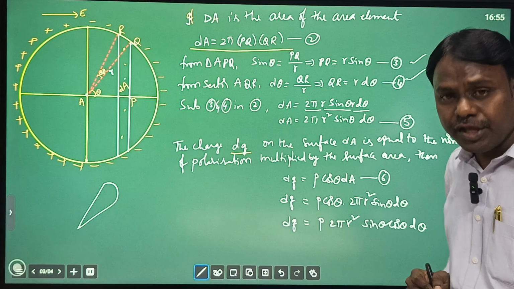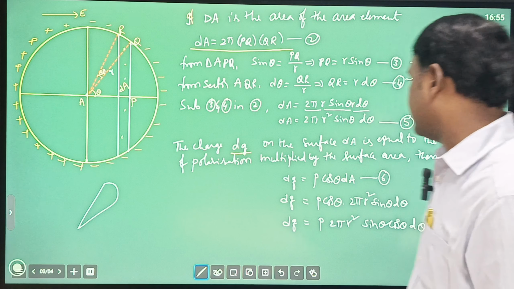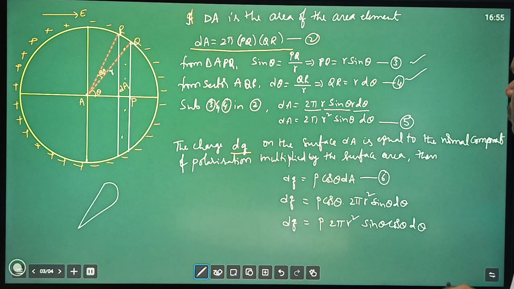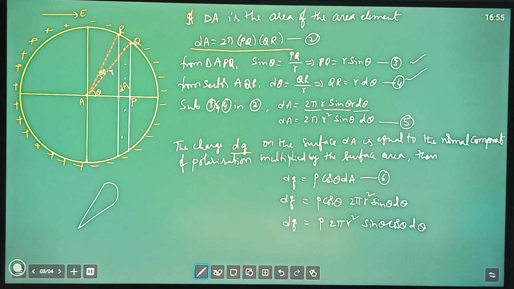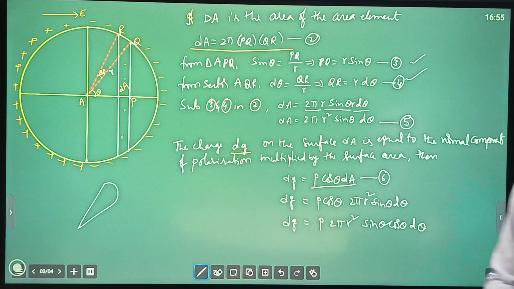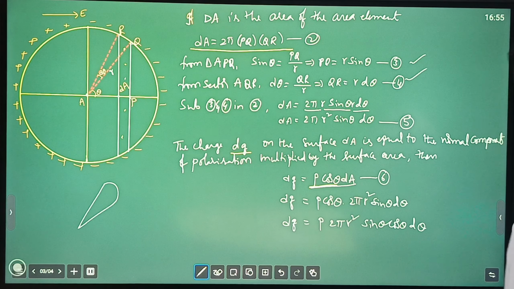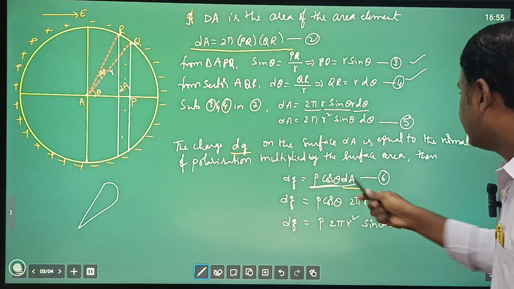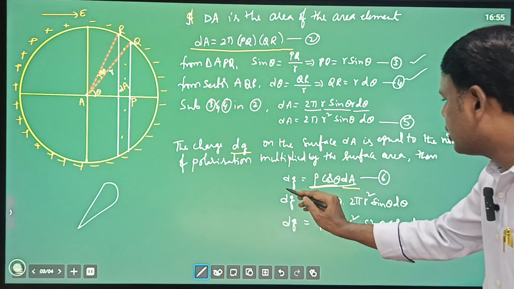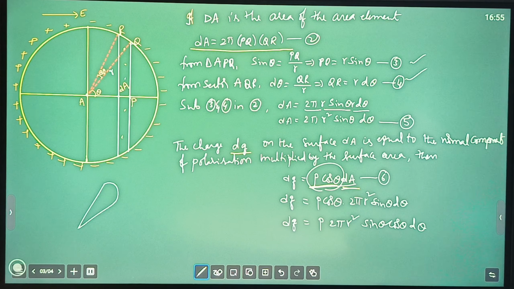Let us suppose that dq is the charge accumulated on the surface of the area element dA. The charge dq on the surface dA is equal to the normal component of polarization multiplied by the area element. The normal component of polarization is p cos theta, and that shall be multiplied by the area element dA. So dq is equal to p cos theta into dA.